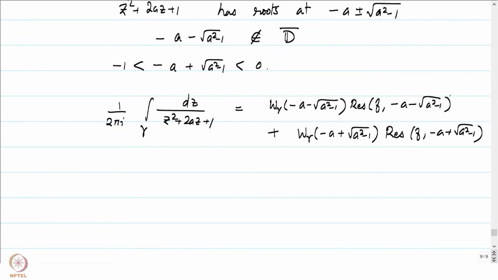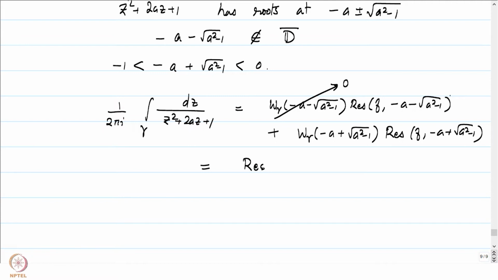We just noted that the point minus a minus square root of a square minus 1 does not belong to D bar, and therefore the winding number is going to be 0. That's something which you should sit down and check, and therefore the first term is going to vanish. So this is just going to be equal to the winding number of gamma around minus a plus square root of a square minus 1, which is equal to 1. We have done the necessary prerequisites to conclude that this winding number is 1.